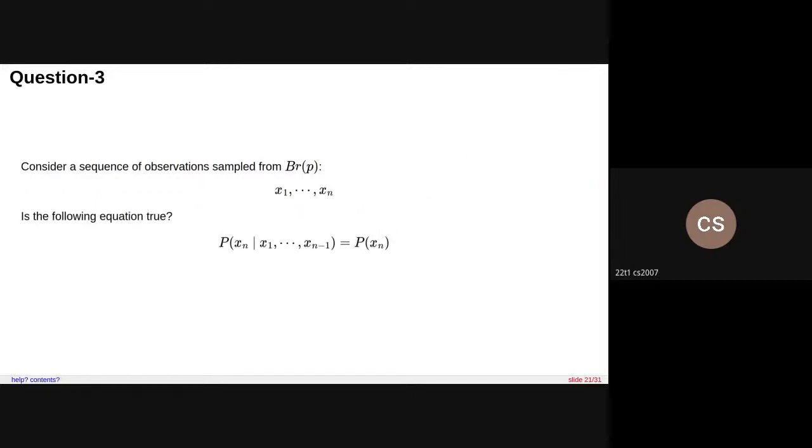Another question from the activity questions. Is this equation correct?